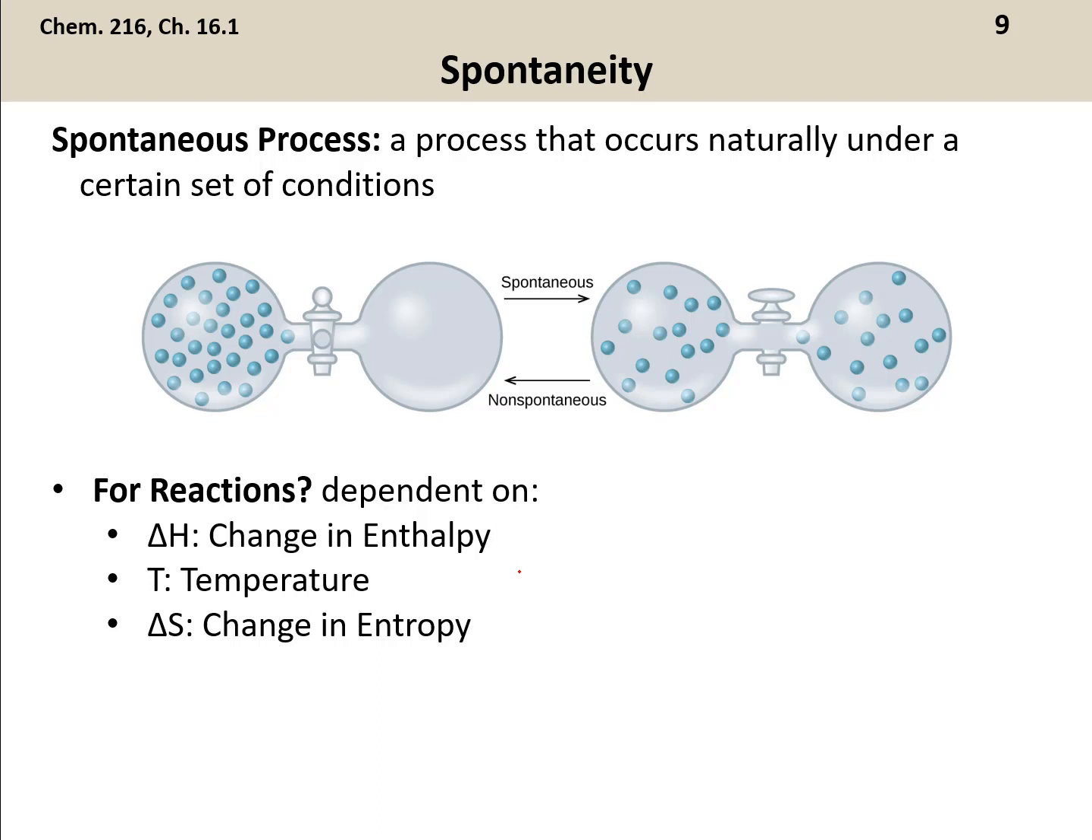All right, so spontaneous reactions are dependent on three things. The first is the change in enthalpy for that reaction, right? The delta H. The second is the temperature. And the third is something called delta S, or the change in entropy. Okay? So S stands for entropy. Let's talk a little bit more about it. We're going to start off simple, go a little more complex, and then go back to simple.